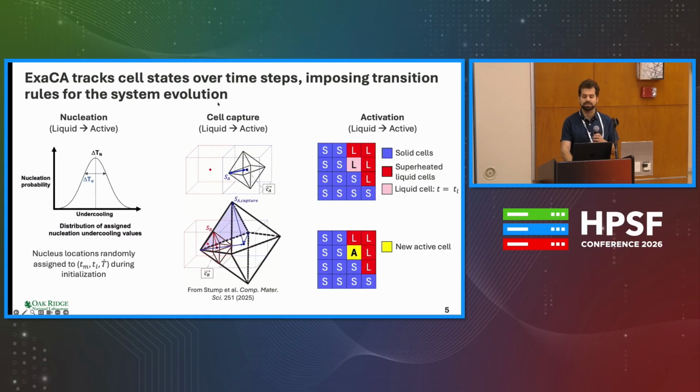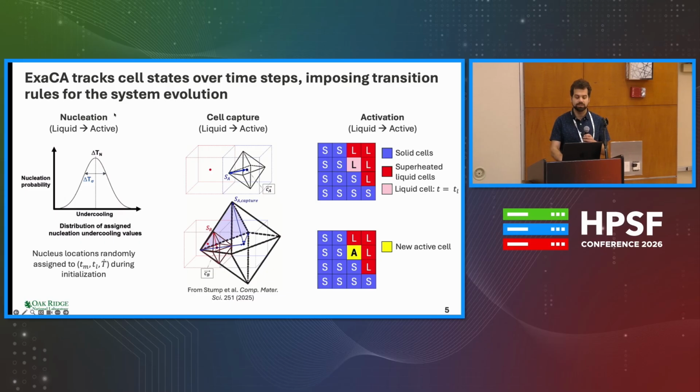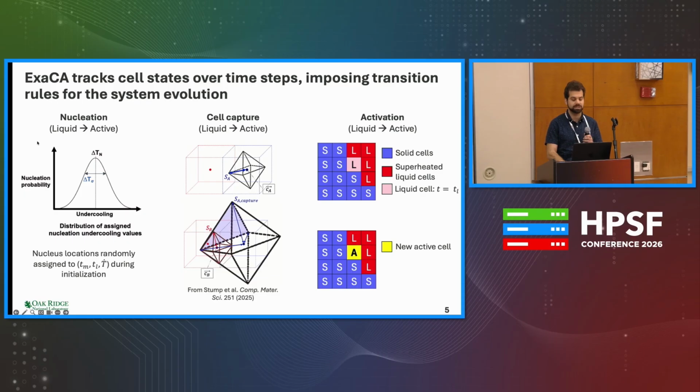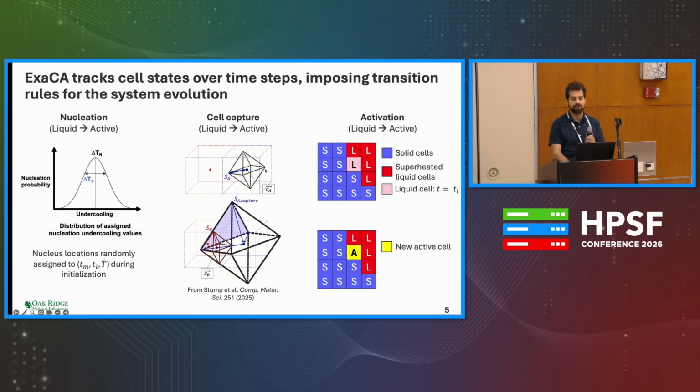And so these three processes, as I mentioned: nucleation is the creation of a new active cell from what was previously a liquid cell, if that cell reaches a predefined nucleation undercooling temperature. Not every cell is going to be assigned a nucleation event or a potential nucleation event, but basically you're creating a new octahedral envelope and changing that cell from liquid to active.